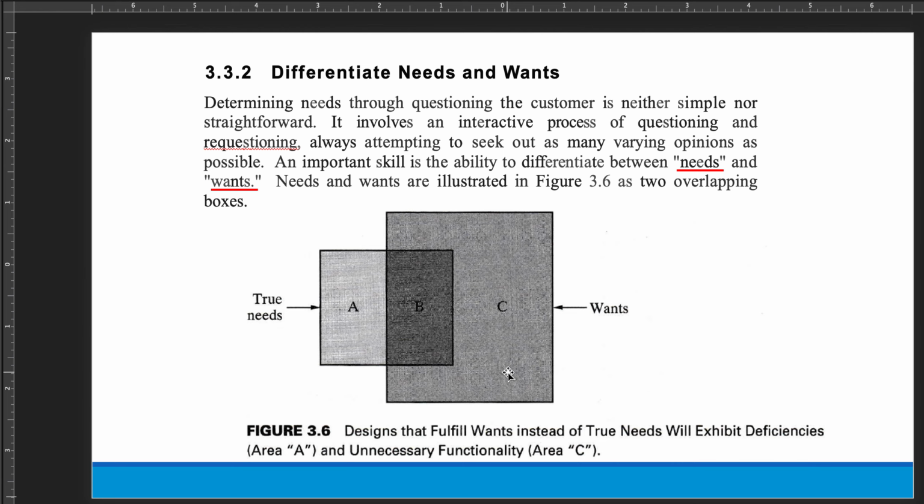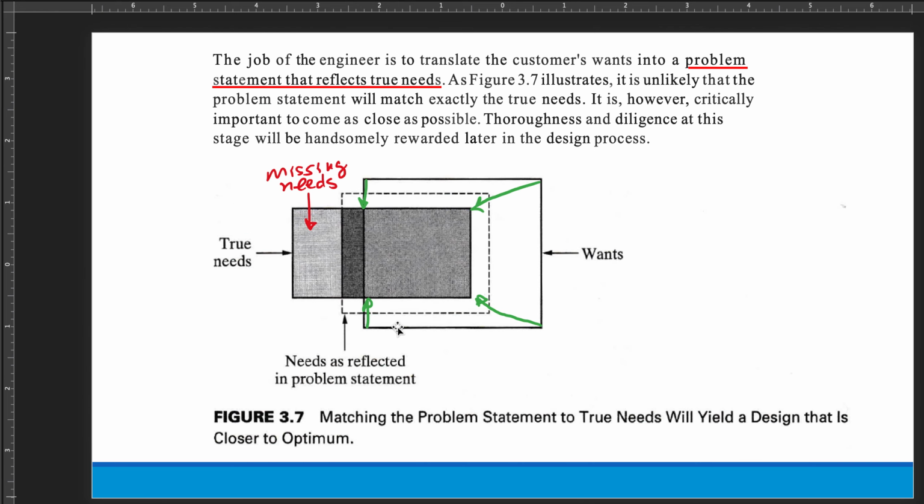Some of these are outside region B, such as shown on the next diagram. So what really is the job of the engineer is to translate those customer wants into a problem statement that reflects the true needs. So you can see that we are moving this diagram into the true needs.